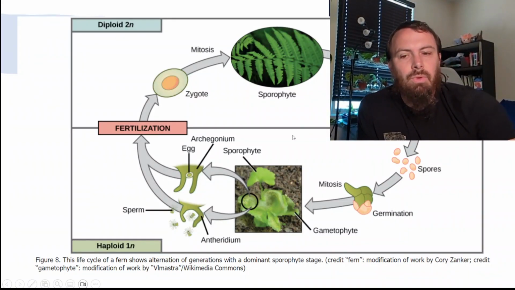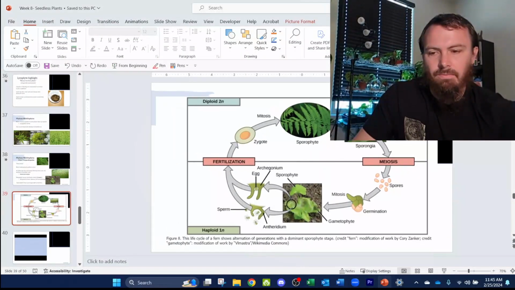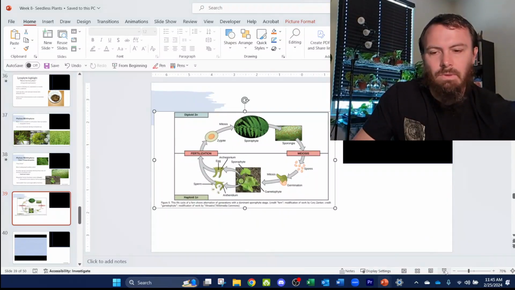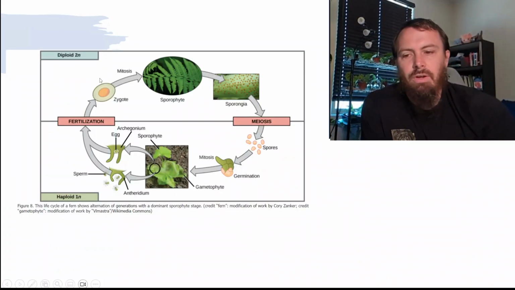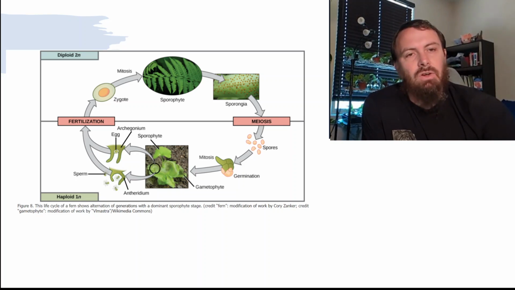So here's the life cycle of a fern. We have the diploid version on the top and the haploid part of the life cycle on the bottom. Remember, these are sporophyte dominant, just like the lycophytes are. The bryophytes are gametophyte dominant. So when you're looking at a fern, you're looking at a sporophyte.